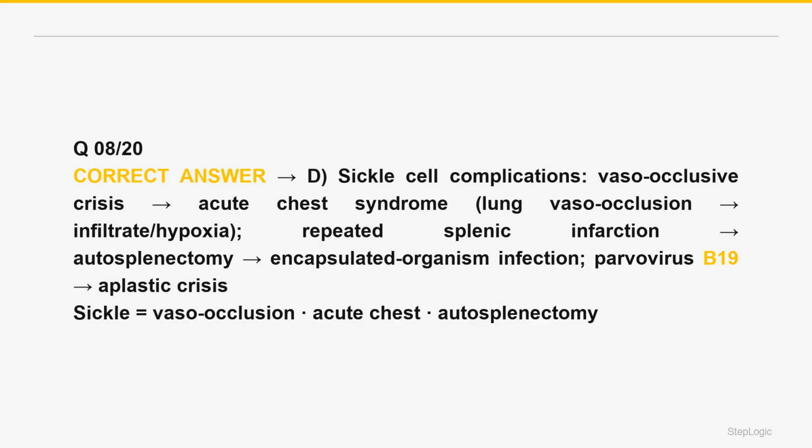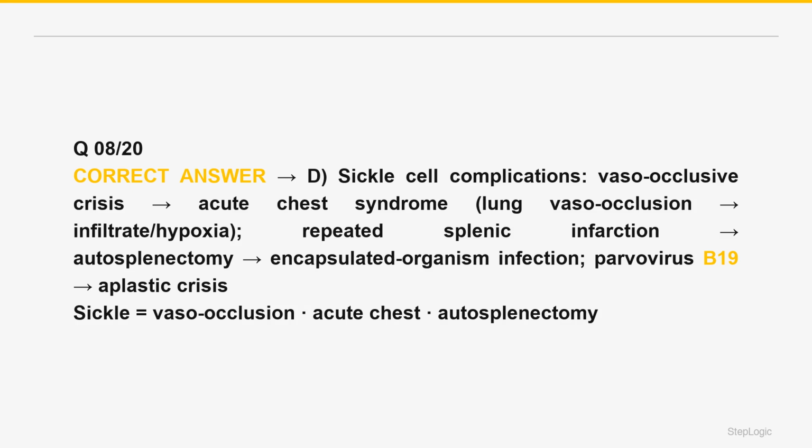The splenic course is a classic theme. Early on, children can have splenic sequestration, pooling of blood that leads to shock. Over time, repeated splenic infarction leads to autosplenectomy, a small, fibrotic, non-functional spleen, which leaves the patient vulnerable to encapsulated organisms: Streptococcus pneumoniae, H. influenzae, and especially Salmonella osteomyelitis. Hence vaccination and prophylaxis.